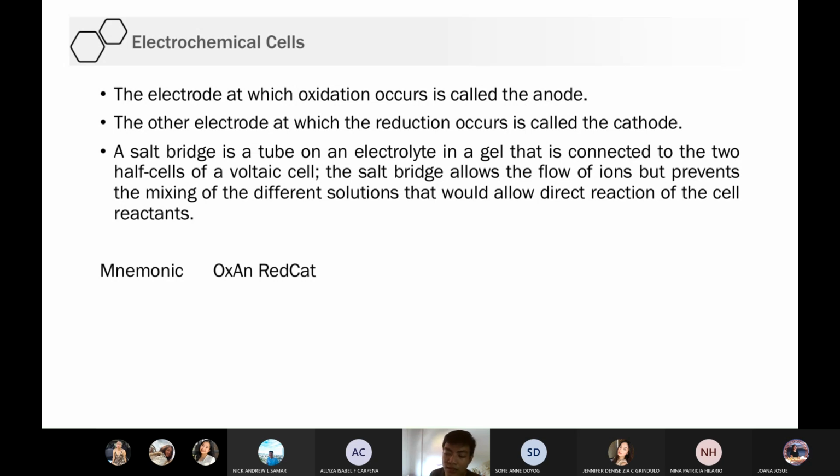And then sa kabila naman sa reduction, mas magiging negative yung mga ions mo doon. So gagamitin ni salt bridge yung positive ions niya to counter that. Kasi if nag-build up yung ating positive and negative charge sa solution, hihinto yung reaction. So in order to continue the reaction, you have to add the salt bridge.